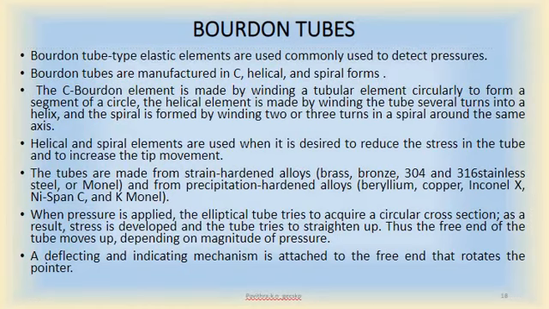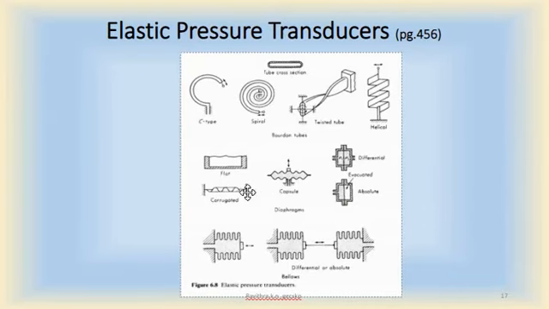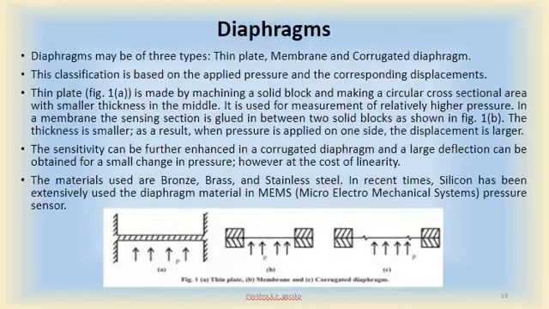Next is the diaphragm. So these are the diaphragms. This is the corrugated type, this is the capsule type, and this is the absolute type and differential type. As I have told, there are three types of diaphragms: thin plate, membrane, and corrugated diaphragm. This classification depends upon the applied pressure and the corresponding displacement occurring as a result of input pressure. So first one, thin plate. Thin plate is shown here, this one.